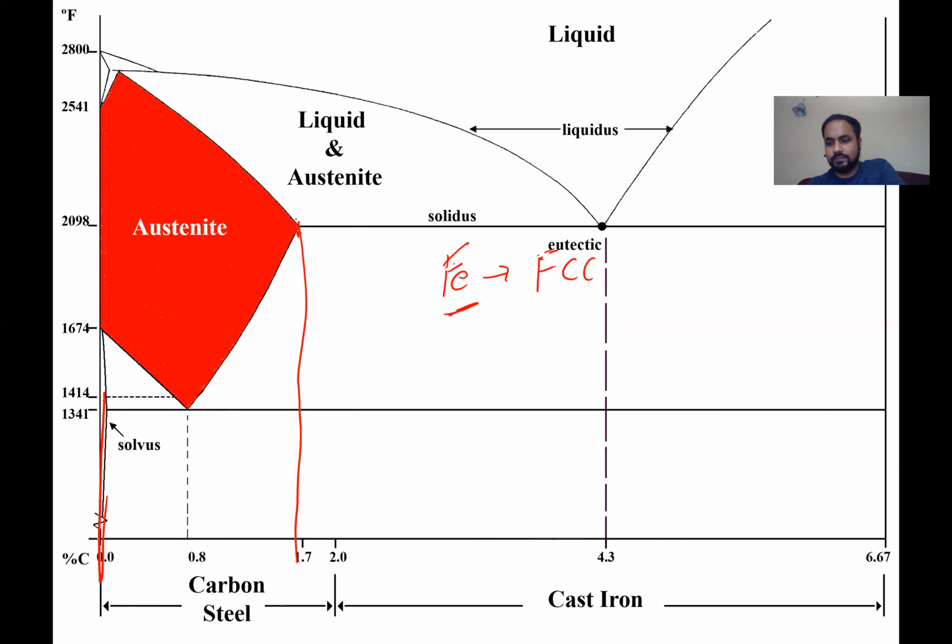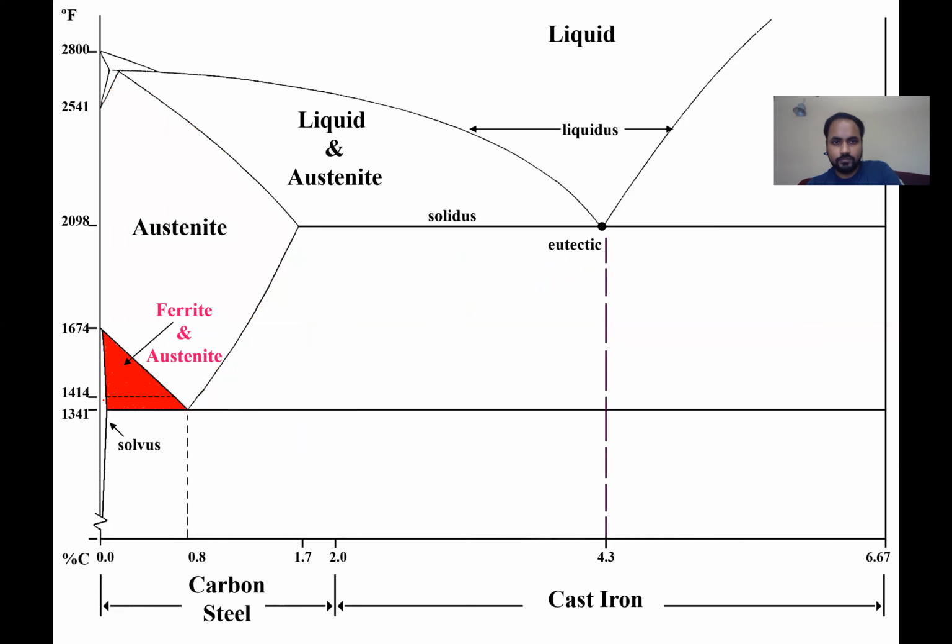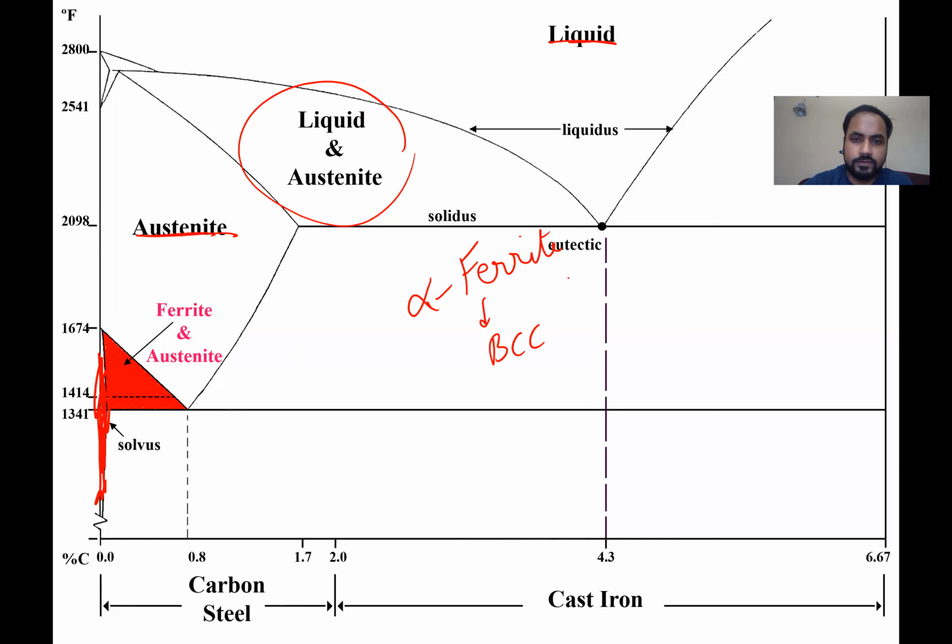So this is the FCC structure, which is iron. Austenite and liquid are at the edges, like you have austenite here, this is liquid. So whatever region is in the middle, that will be liquid plus austenite. Similarly, this small triangular region is ferrite. It's called ferrite, or you can call it the alpha ferrite as well. That region has BCC crystal structure.